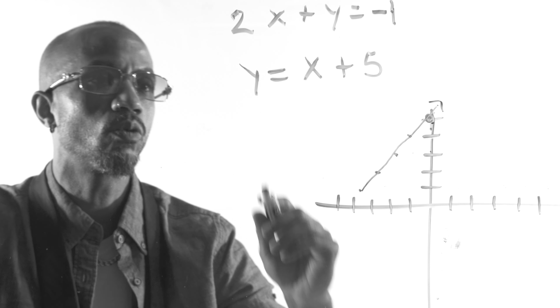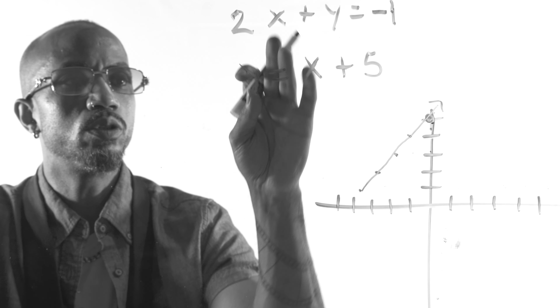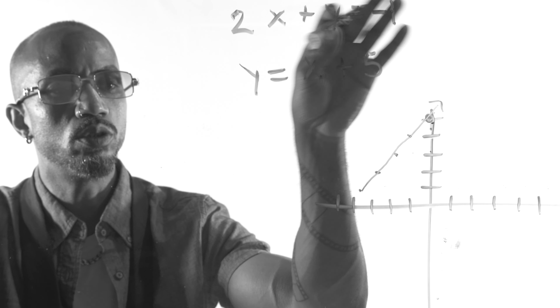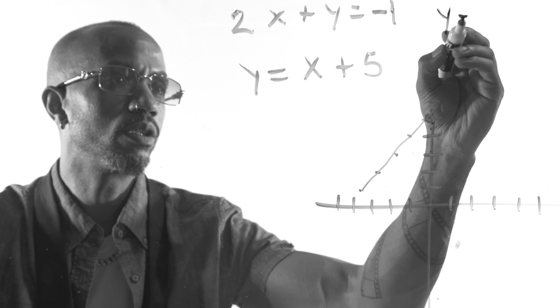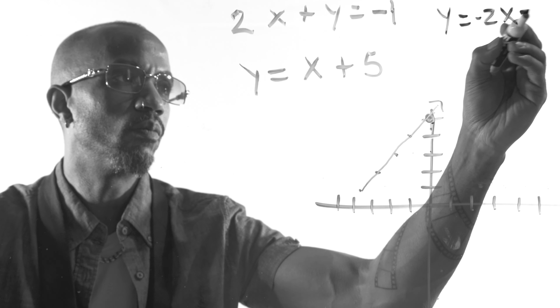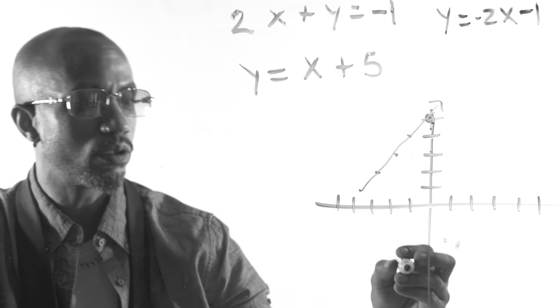The second one is not quite ready to go yet. It's a small little move that we have to make, which is get y by itself, so we can move the 2x over to make it negative 2x. So this would turn into y equals negative 2x minus 1, and so now we can graph this one. Starting with the y-intercept of negative 1.